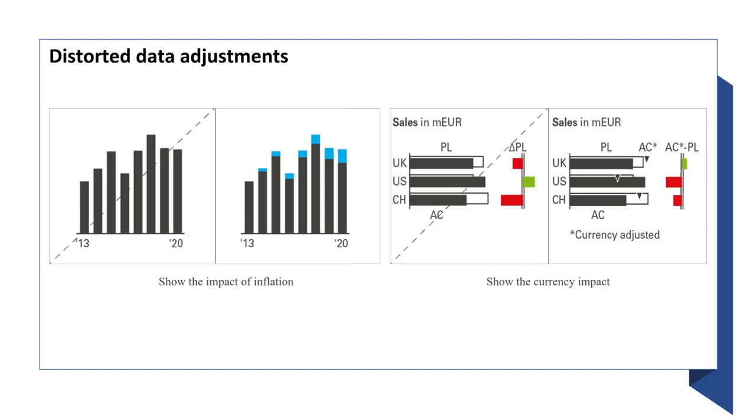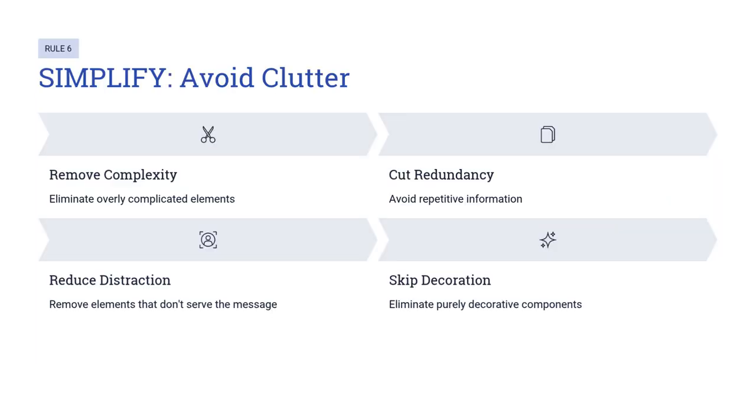Distorted data adjustments. Inflation and currency movements are real economic effects that change the apparent value of the numbers in your reports. The question is not whether to account for them, you should, but whether you make those adjustments visible to the reader or silently bake them into the numbers.